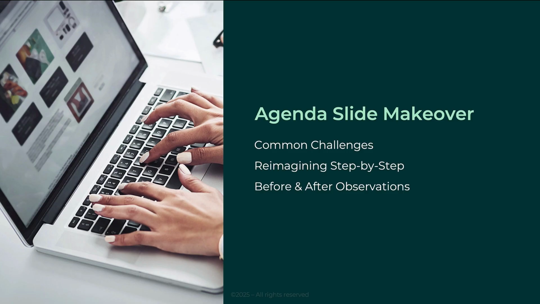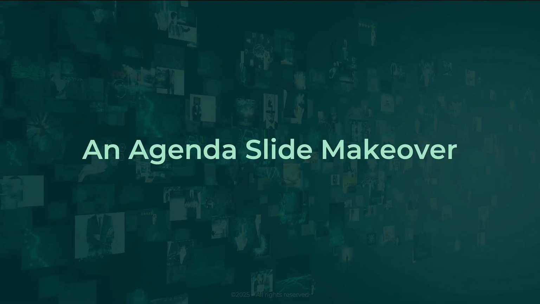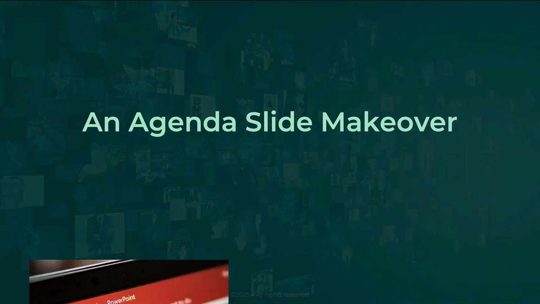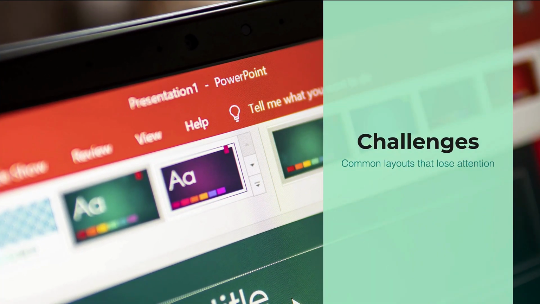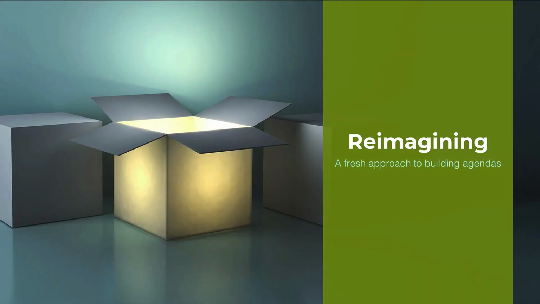What if we visualized it a bit more? I added some images to each topic and used one-word descriptors. And since I usually say a sentence or 2 about each topic, I prefer to use separate slides. Here's a quick title slide so they'll know what I'm talking about. I'll discuss agenda challenges, which are relatable pain points, and how common layouts may lose attention. Then I'll talk about reimagining agendas and how we'll be using a step-by-step slide makeover to show the process.